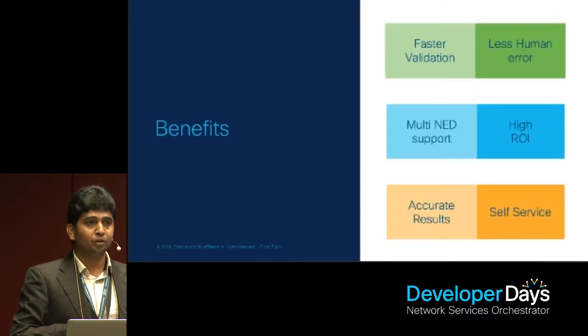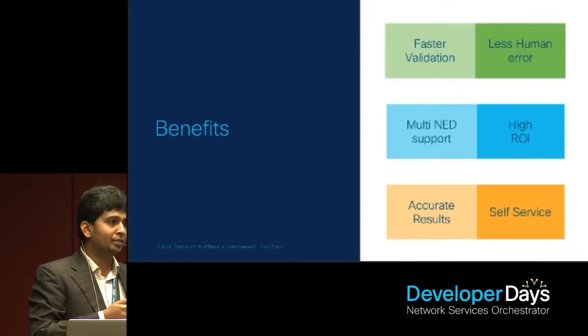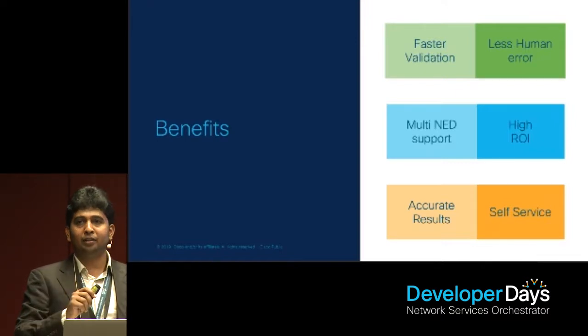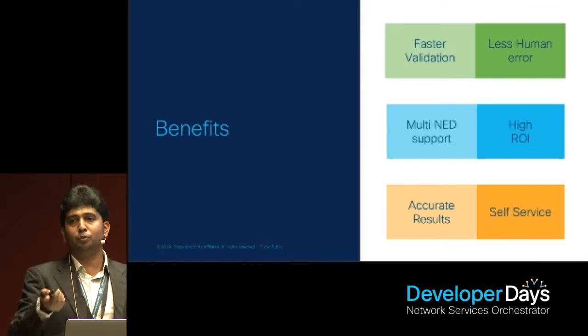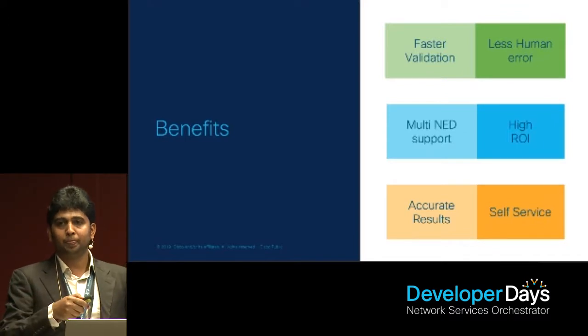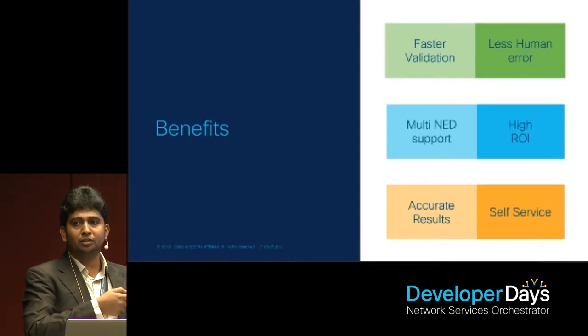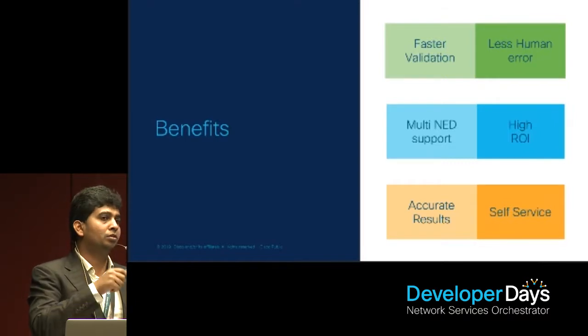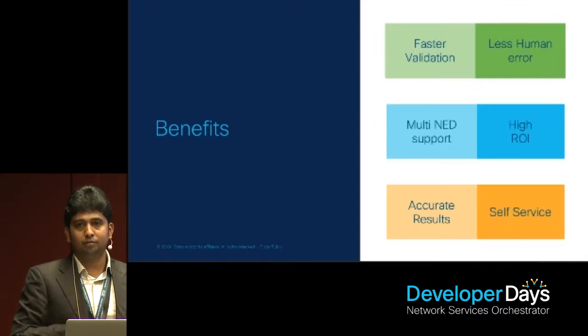Accurate results. Since the software is automatically testing it for us, we go through line by line and make sure that these configurations are proper, and then we validate it. So the results are accurate. And self-service. We can use this API, we can have a self-service portal on top of this, and it will take your inputs, like what's the NED version, what is the NED type, what's the config command that you want to validate. Just paste it and get it done.